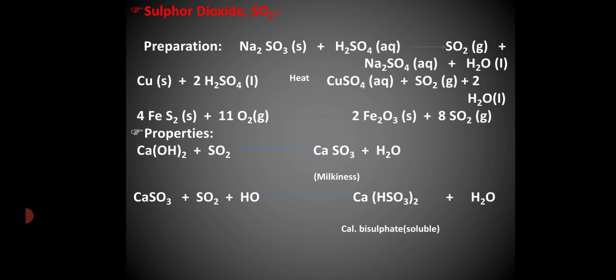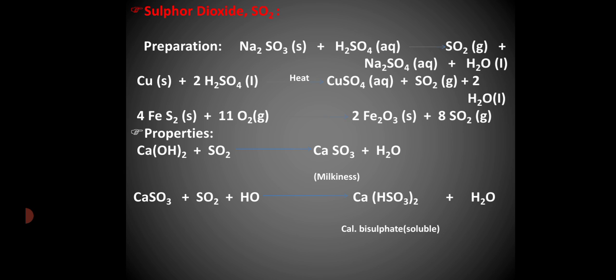Now coming to sulfur dioxide. By the action of concentrated sulfuric acid on carbon, sulfur or copper, we can prepare sulfur dioxide. Copper plus sulfuric acid gives copper sulfate plus sulfur dioxide plus water. Similarly, Na2S2O3 on heating with sulfuric acid gives sulfur dioxide plus Na2SO4 plus water. Similarly, FeS2 plus oxygen gives Fe2O3 and sulfur dioxide gas. In this way you get sulfur dioxide gas.